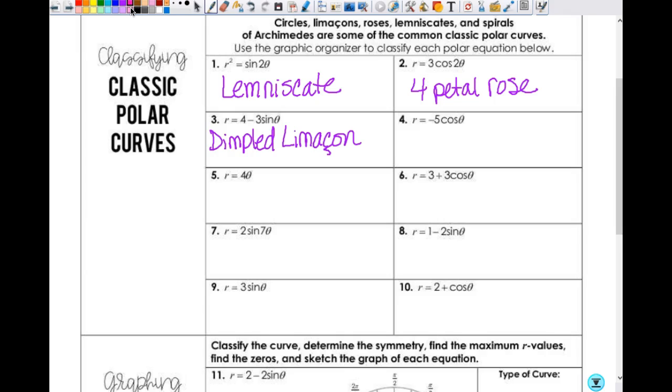What is it? It's a circle. Good. All right, what about number 5? Spiral. So it's the spiral of Archimedes. We'll talk about Archimedes a little bit too.